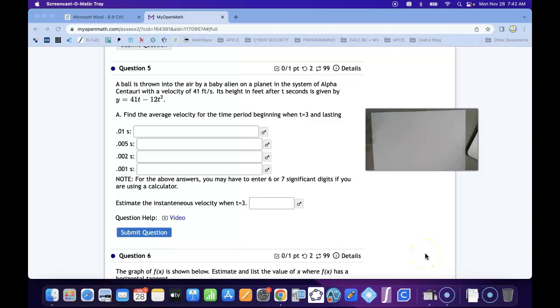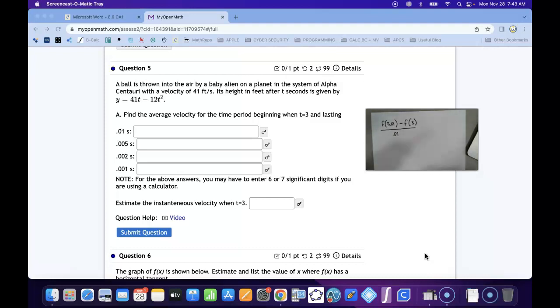So on question 5, again, you have something in Desmos that we created a while back that you can use to do these calculations. But let's say find the average velocity for the time period beginning when t equals 3, and then the time period is 0.01 seconds long. So I'm going to put in f of 3.01 minus f of 3, and then the time limit is 0.01.